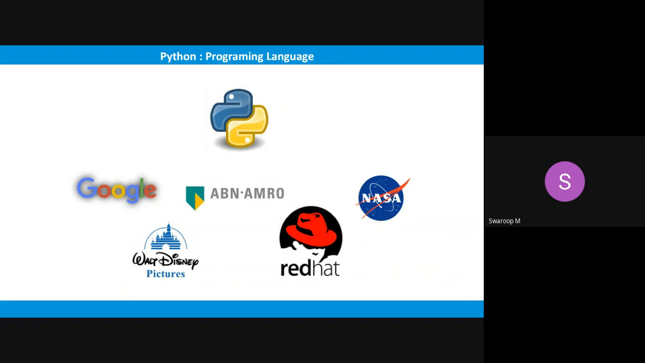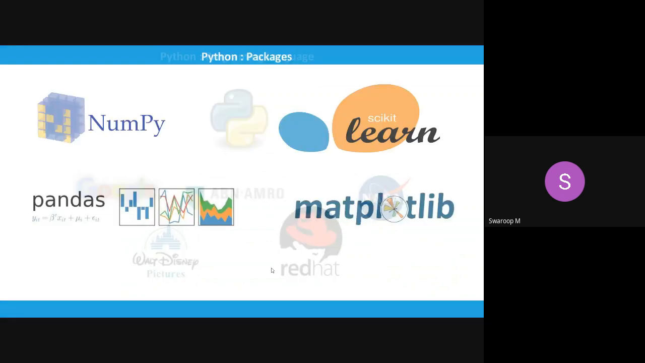than in any other programming language. That means Python eases your task to complete the work, and it is easy to learn, explain, and maintain everything. These are the popular companies using Python, along with Google, ABN, NASA, Walt Disney, Red Hat, and many more companies. The popular companies are using it, and these are the popular packages.